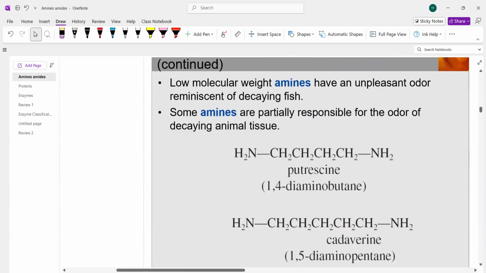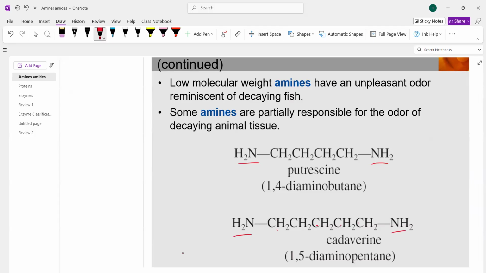Okay, one of the reasons why dead things smell is because we have some odoriferous amines. This is a 4-carbon diamino group. Same here, only this one's 5.